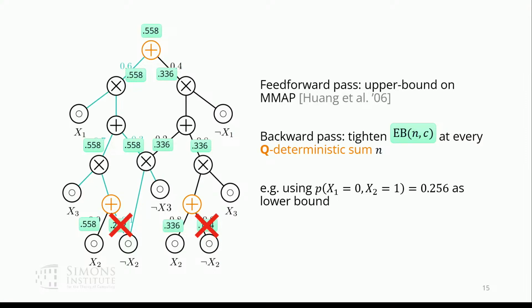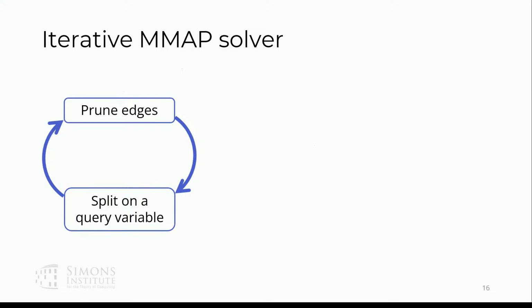Of course, the catch is this backward pass isn't going to prune every edge that you possibly can. So this is not going to magically solve marginal map in one go. So what we have to do is iterate between pruning the edges as much as you can, and then another transformation called split, which is trying to also introduce more Q-deterministic subnodes, which gives you more opportunity to tighten your bound.